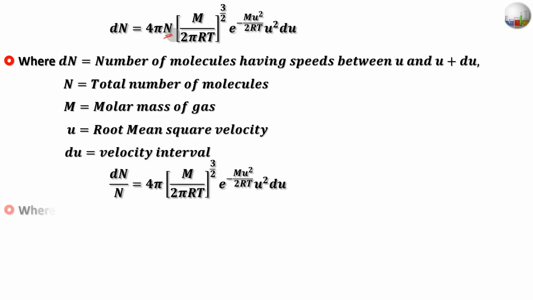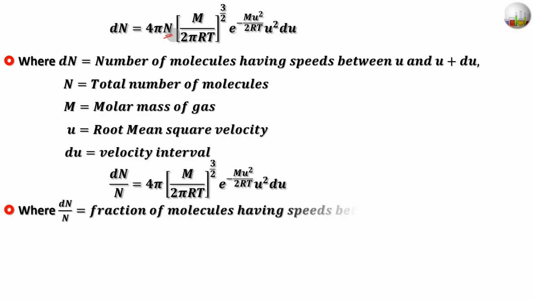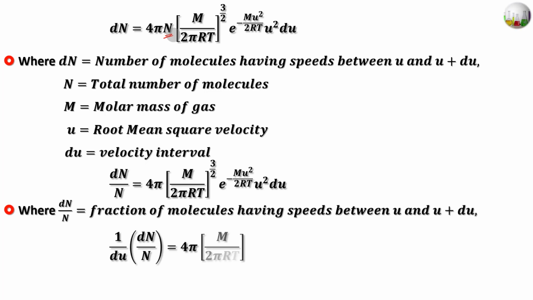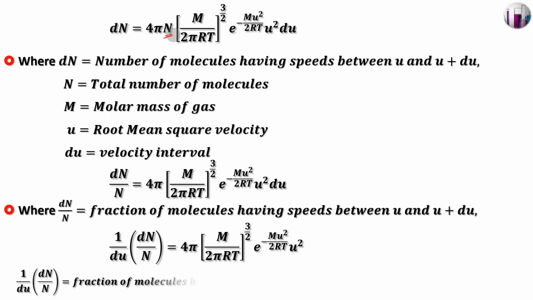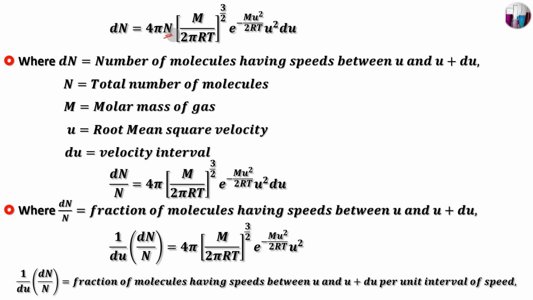And then the fraction of molecules having speeds between u and u plus du. And if I bring the du also down, I get the fraction of molecules of speeds u and u plus du per unit interval of speed. So for every interval of speed, the fraction of molecules having speeds between u and u plus du is 1 by du dn by n. And it is this graph that was drawn that I had shown in the beginning.